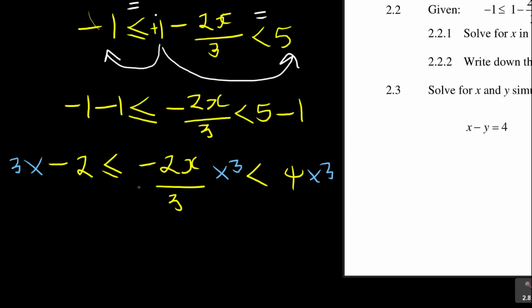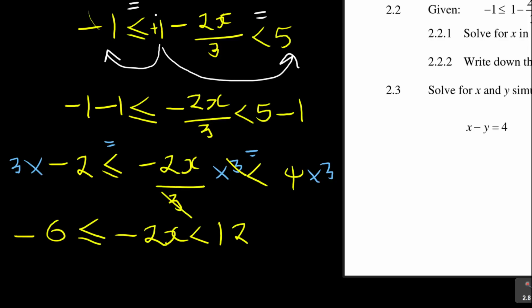Do the same thing because these are like equal signs. So what you do on this side, you do on the other side. Okay, so when you multiply by 3, what do you do? Cancel there, so that you're left with minus 2x. But on this other side, 3 times this, negative 6 is less than or equal to negative 2x, which is less than 12. Are you with me?